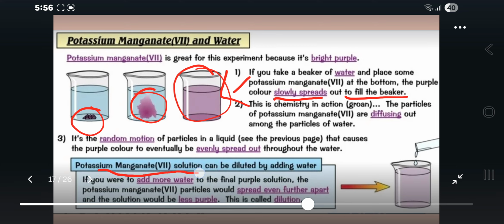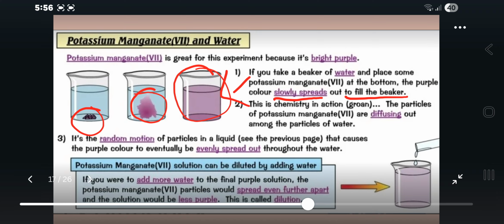Potassium permanganate solution can be diluted by adding water. Add more water to the final purple solution. The potassium permanganate particles would spread out even further apart. They are just trying to explain that when you put in the potassium permanganate and mix, the particles move further apart, and the solution will be purple.